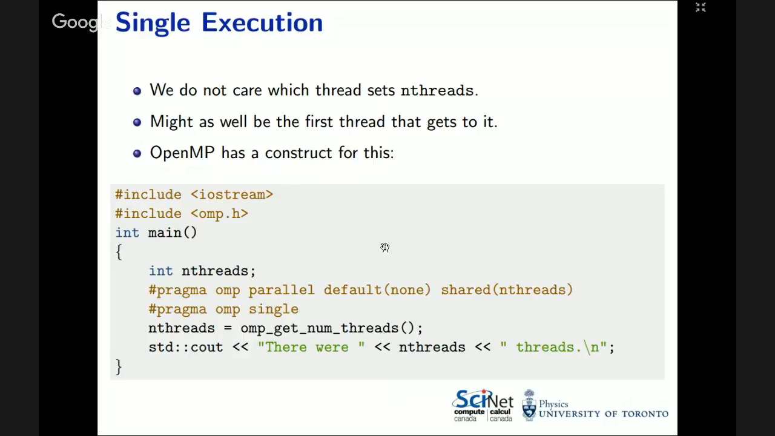So that's a single execution part and the basics of variables. There are two tricky parts to doing OpenMP. There's finding out what can be done in parallel and finding out what your variables should be, private or shared. And that's essentially what the whole thing boils down to.